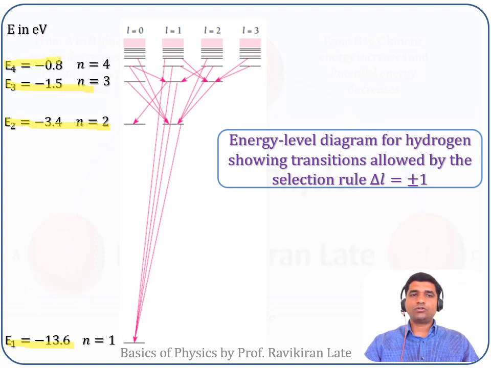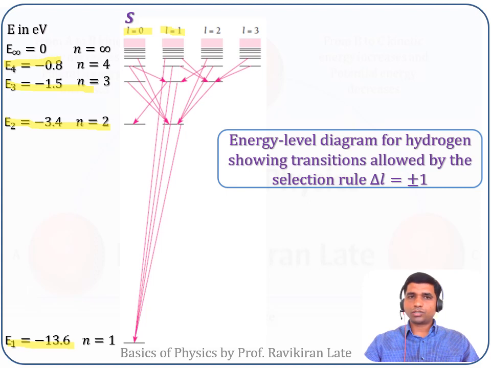For n equal to 4 you have minus 0.8 electron volt, and so on. For each quantum number we know that we can have different values of L. For example, you can have L equal to 0, L equal to 1, L equal to 2, L equal to 3, and so on.